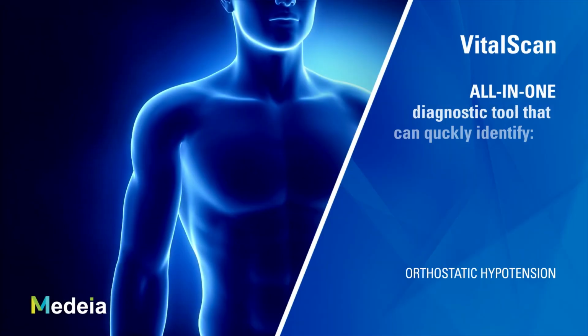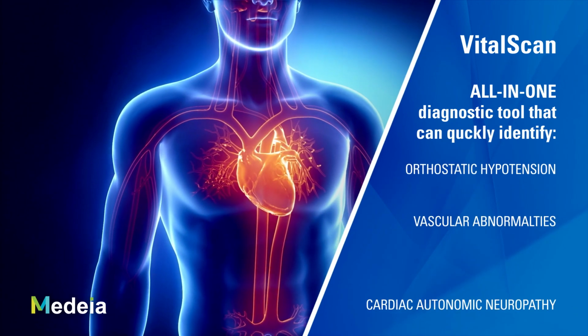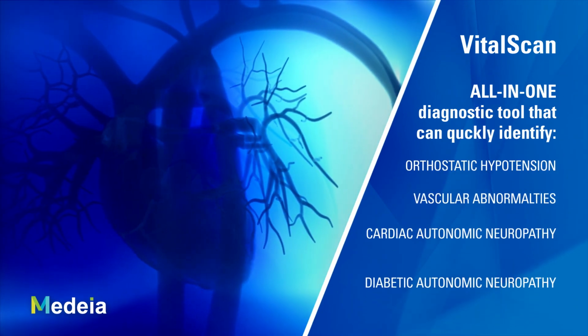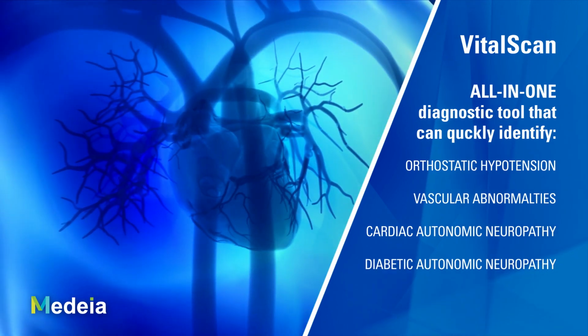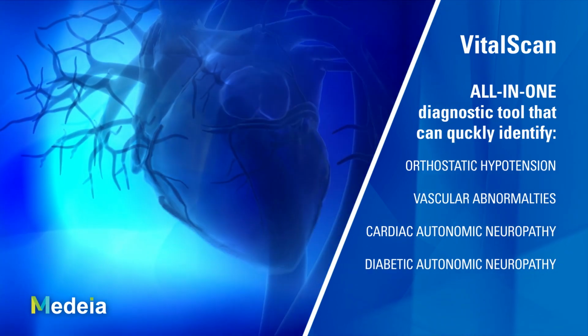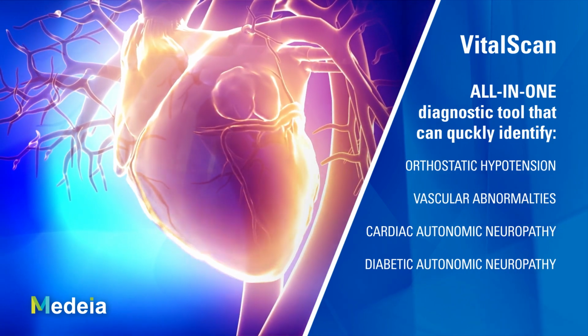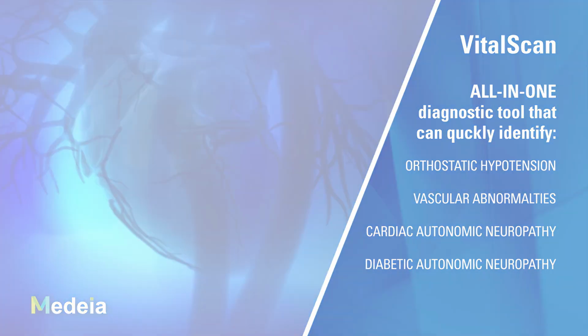But what if physicians could quickly evaluate a patient for several types of chronic illnesses from right in the office? Introducing the VitalScan, an all-in-one diagnostic tool that can quickly assess if the patient has underlying metabolic disorders such as orthostatic hypotension, vascular abnormalities, cardiac autonomic neuropathy, diabetes autonomic neuropathy.